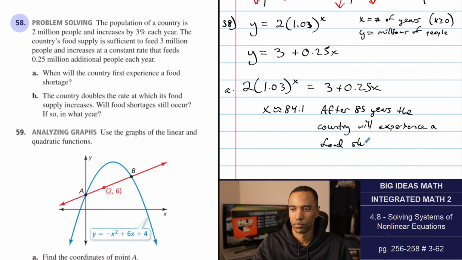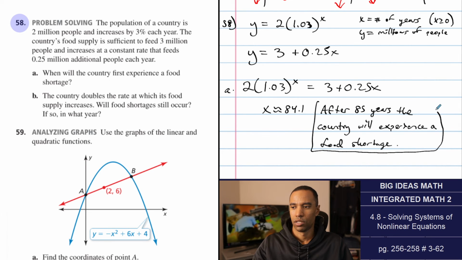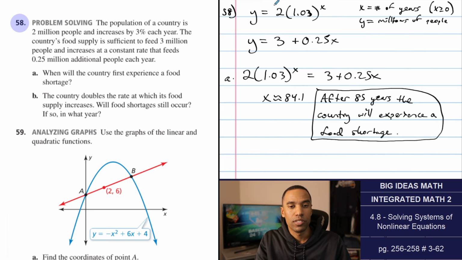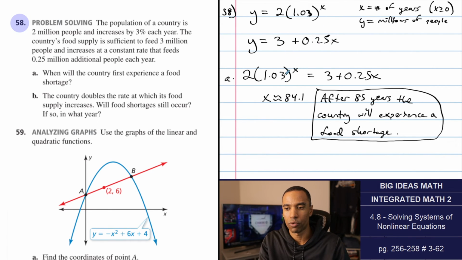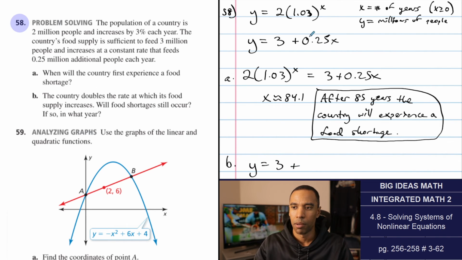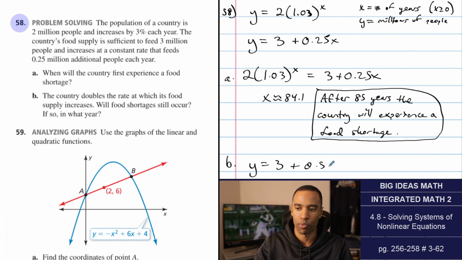Food shortage: 84, 85-ish, 84.1. Part B, the country doubles the rate at which its food supply increases. Will food shortages still occur? Yes, they'll still occur at some point. So doubling the rate is now taking part B. It doubles the rate. It doesn't double how much they had to begin with. It started at 3 million. That's still 3 million. But doubling 0.25 is now going to be 0.5x.